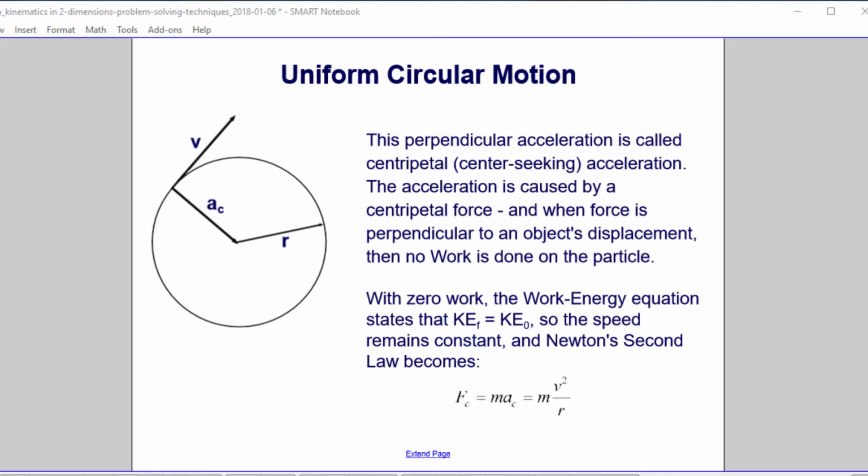The acceleration is caused by a centripetal force. For example, if here's some kind of ball and you're spinning it around over your head on a string, the string's tension force is providing a centripetal force which keeps the object moving in a circle. Now when that force is perpendicular to an object's displacement, what do you know about the work done? Well, there's no work done, right? If the force is perpendicular to displacement, F dot D will equal 0, so no work. With 0 work, the work energy equation states that the kinetic energy final equals the kinetic energy initial.